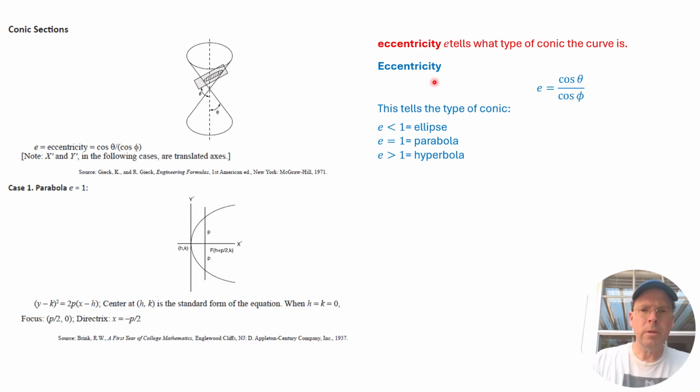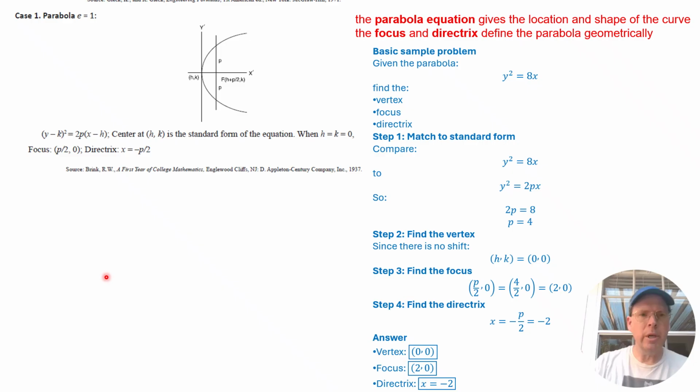So the basic formula I just wrote out for us here again. This tells the type of the conic. If e is less than 1, it's an ellipse. If it's equal to 1, it's a parabola, and if it's greater than 1, it's a hyperbola. Okay, let's go ahead and look at case 1, the parabola. That's where e is equal to 1.